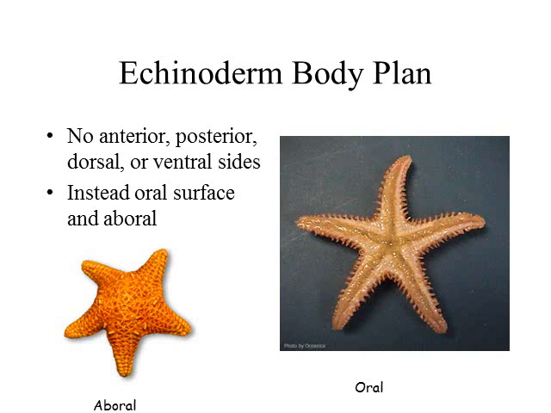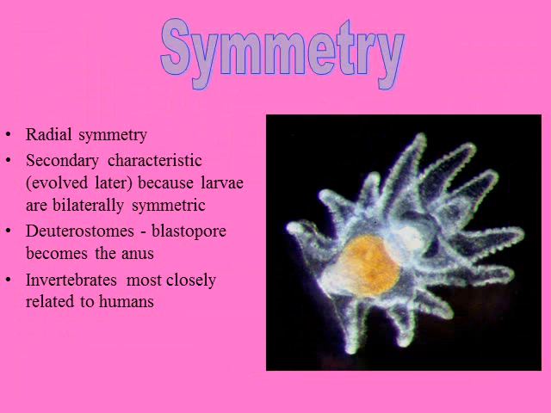So instead of calling it the anterior or the posterior and all that stuff, which doesn't make any sense because they don't have any heads, we call it the oral surface and the aboral surface. So the oral surface obviously is the surface that has the mouth, and the aboral surface would be the back or the surface that does not have the mouth. So again, they have radial symmetry.